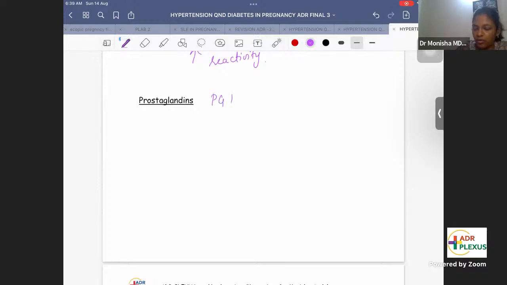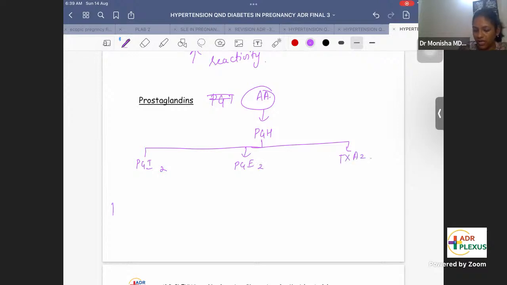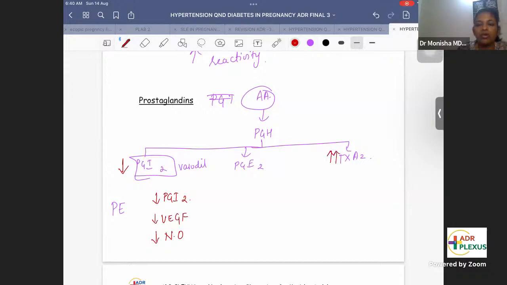Pathogenesis. Another one is prostaglandins. Prostaglandins are synthesized from arachidonic acid, which is then converted into three things: PGI2, PGE2, as well as thromboxane A2. What happens in preeclampsia? Remember, this one is a vasodilator. Obviously, the PGE2 decreases. So there is a decrease in PGI2, as well as a decrease in vascular endothelial growth factor, as well as a decrease in nitric oxide, which is also a vasodilator. Another important thing, there is an increase in thromboxane A2. The PGI2 to thromboxane A2 ratio decreases.